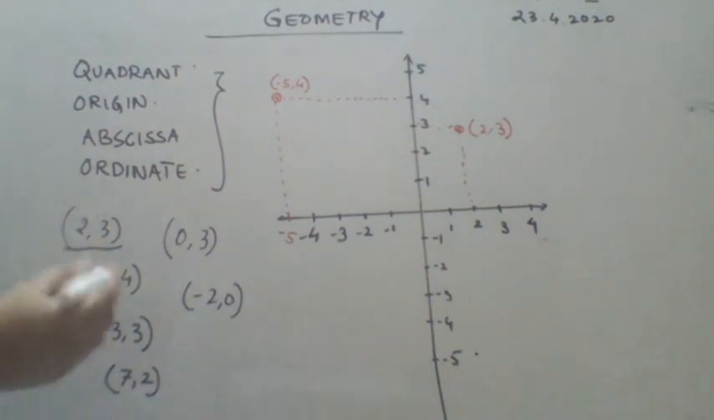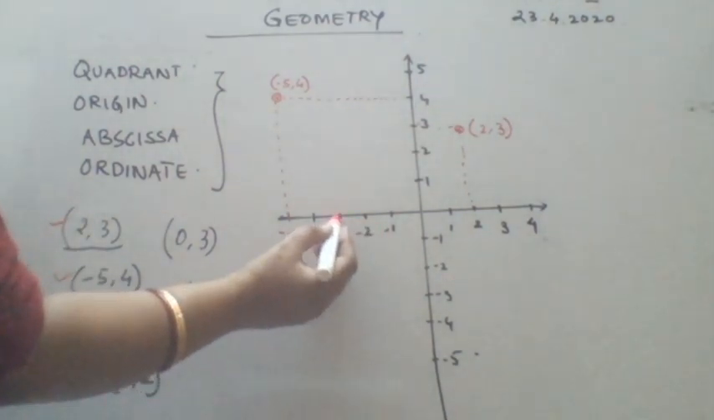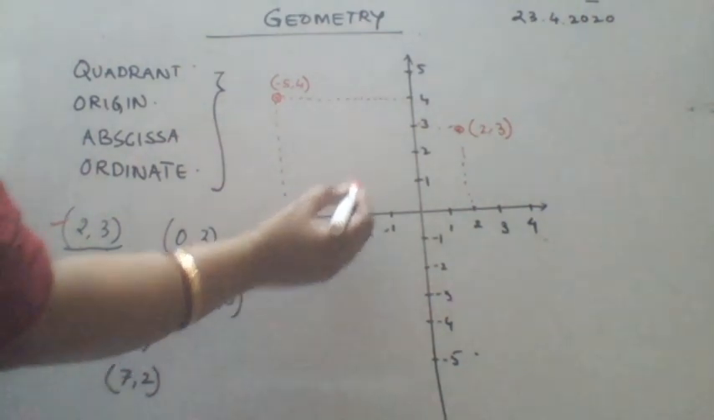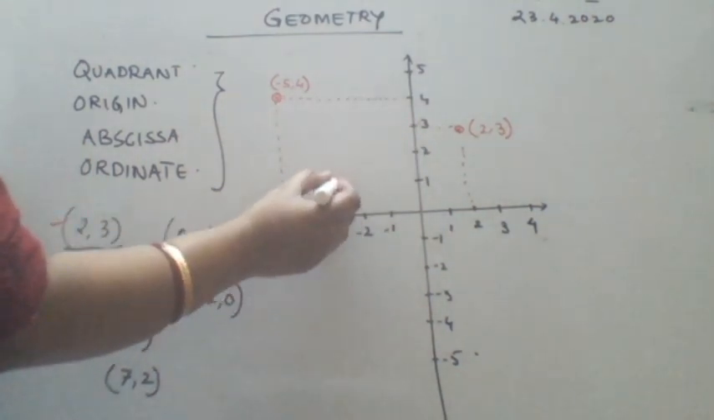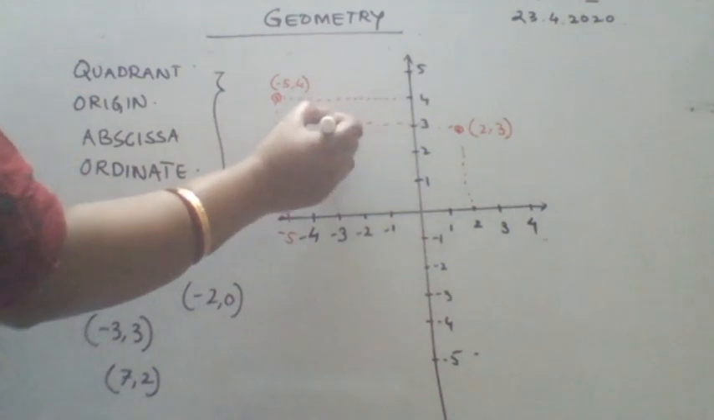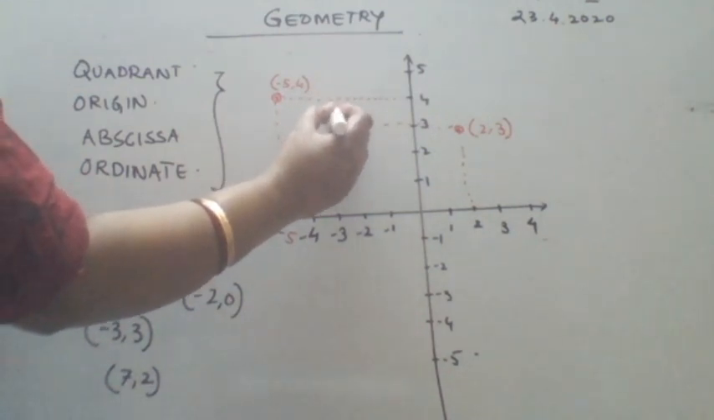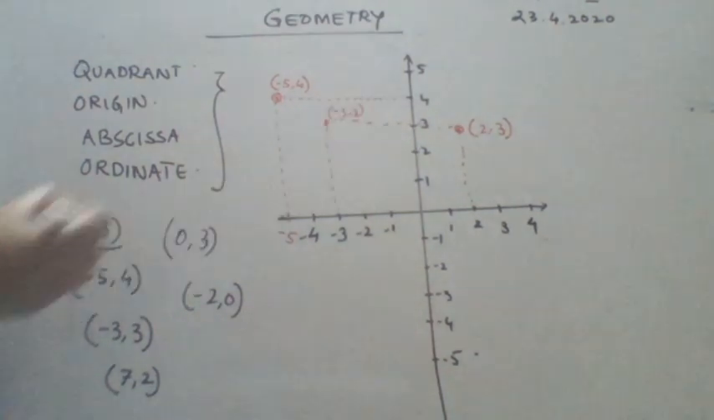So I hope you can plot these points. This also we have done. This is done, (-3, 3). This is -3 and this is +3. So this is your -3 and +3. This point is your (-3, 3).